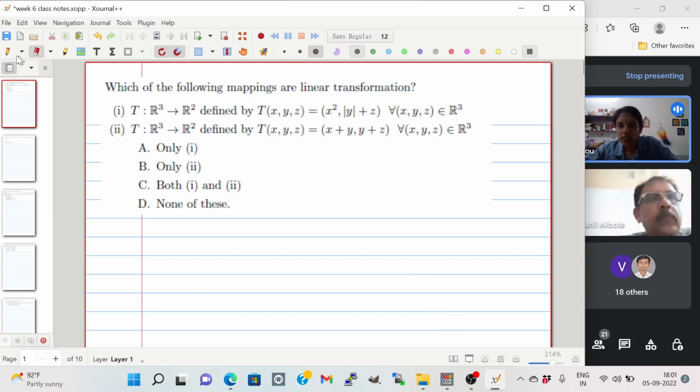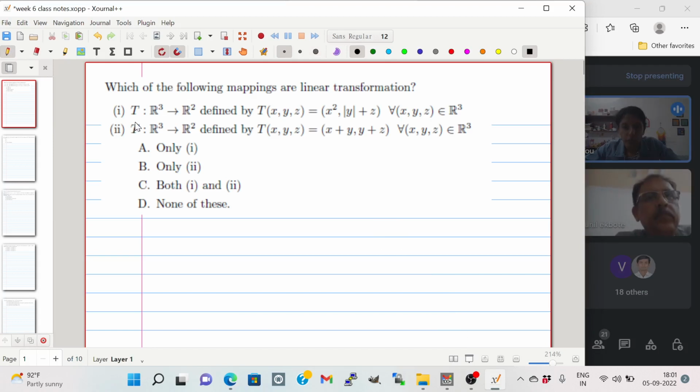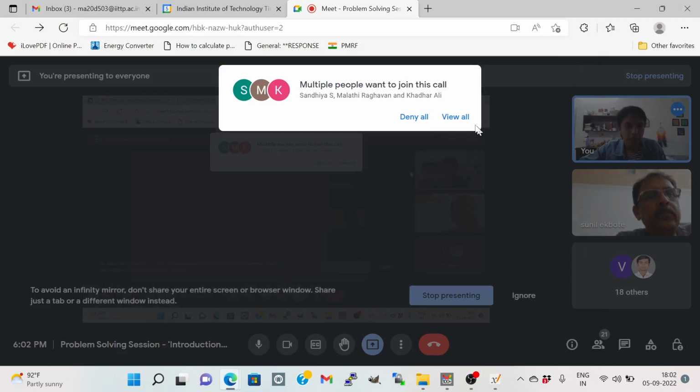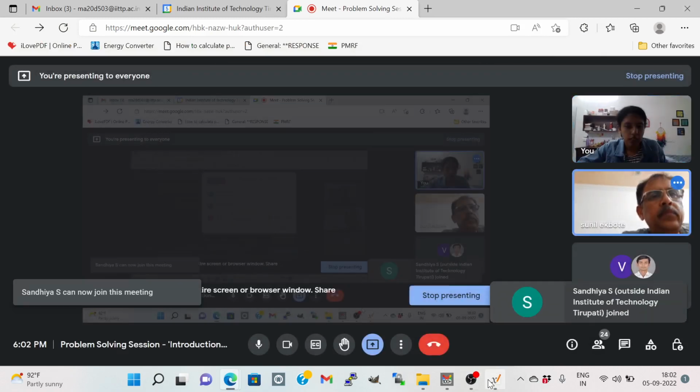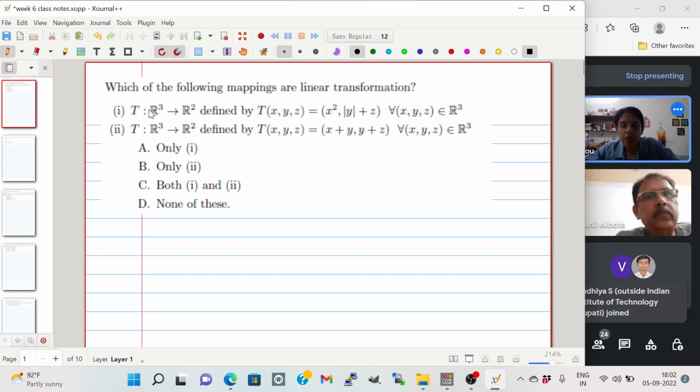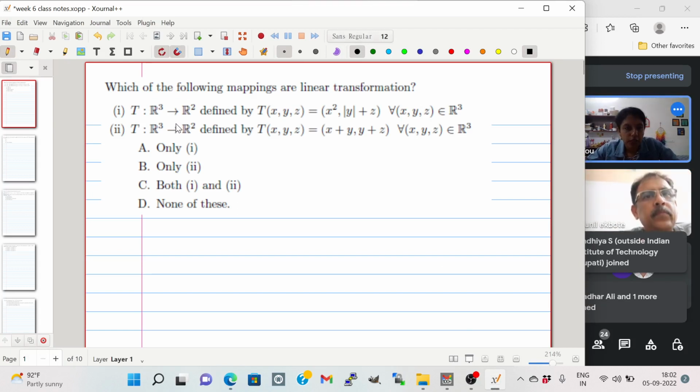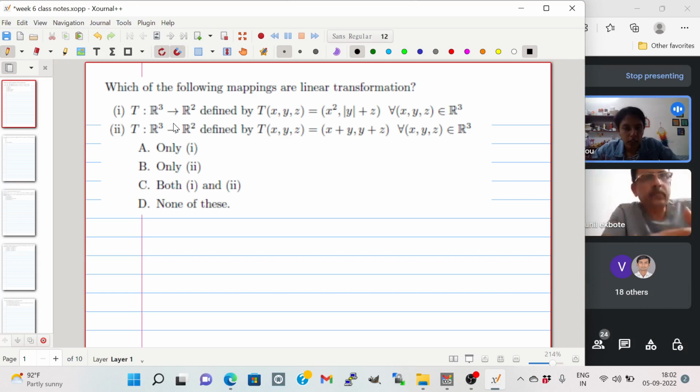So the first question is, we are given two maps. Both maps are from R3 to R2 and are defined as this. The question is to check whether these two maps are linear transformations or not. So we know how to check this. If T is a linear map, it should satisfy T of x plus y equals T of x plus T of y, and T of Cx equals C into T of x, where C is a scalar and x, y are vectors.